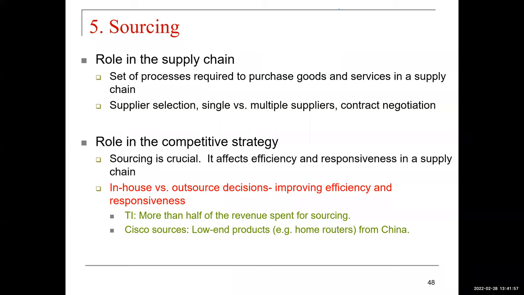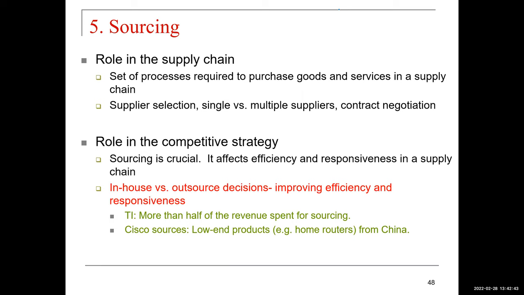Sourcing role in the supply chain: the set of processes required to purchase goods and services in a supply chain, supplier selection, single versus multiple suppliers, and contract negotiation. Very important. And role in the competitive strategy, sourcing is crucial. It affects efficiency and responsiveness in a supply chain. Here, marking this in red, because as I've been mentioning a lot, in-house versus outsourced decisions. Are we gonna manufacture our raw materials in-house, or are we gonna rely on other people? This is in terms of improving efficiency and responsiveness.